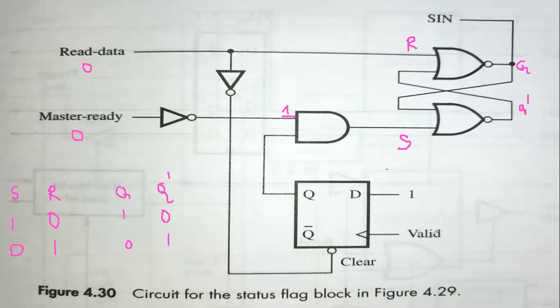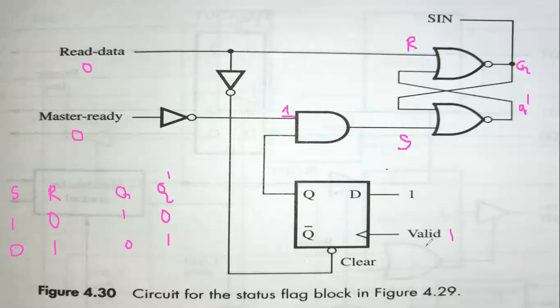Now, if your data is available, then valid will be equal to 1. If valid is equal to 1, then for this flip flop, what is the outcome and so on, I don't want to discuss here. If you want, you can go through the flip flop topic, then you will have better information. If your valid is equal to 1, then what will be the outcome?